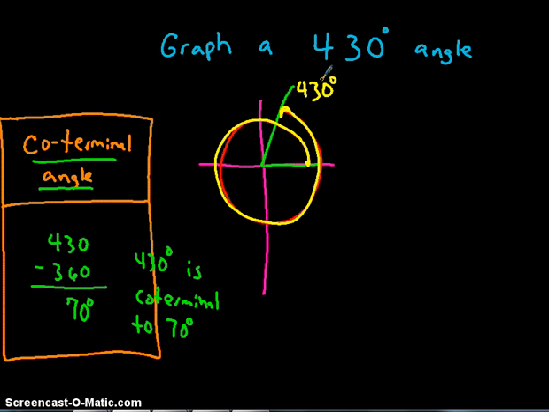Again, it would look just like 70 degrees if you actually graphed it, because generally you don't see how many times it went around. You just see the initial side and terminal side. So that's what 430 degrees looks like when we graph it, and that's the process: finding a coterminal and then graphing it.